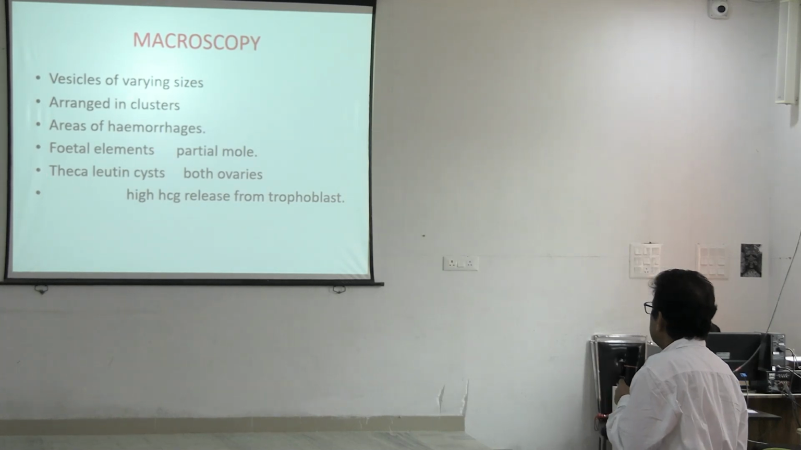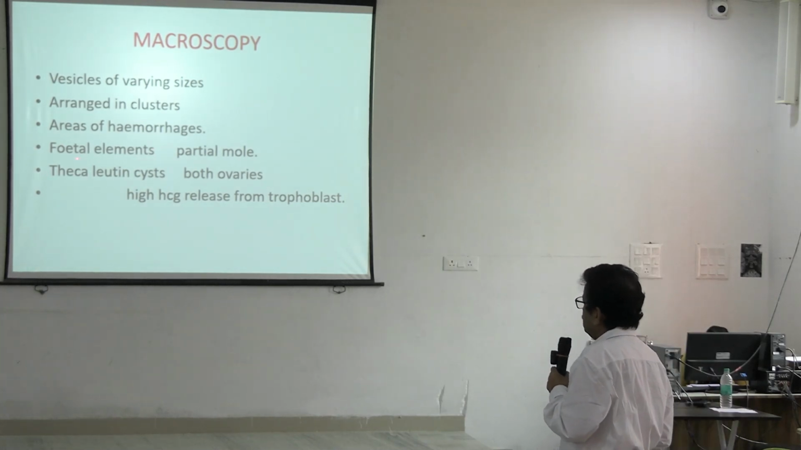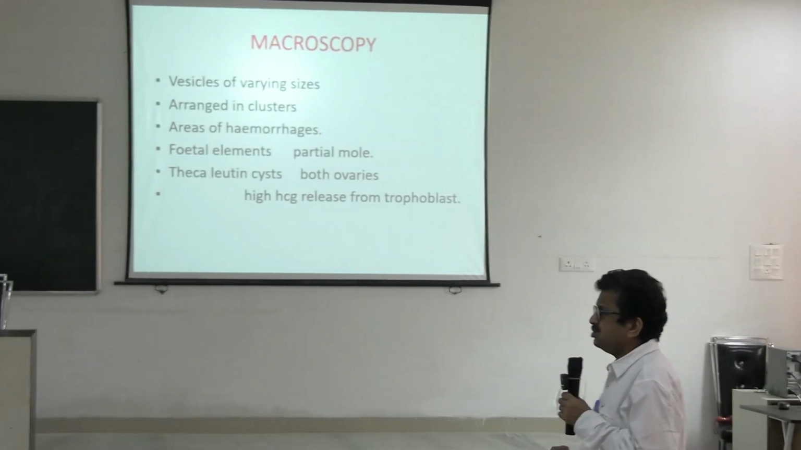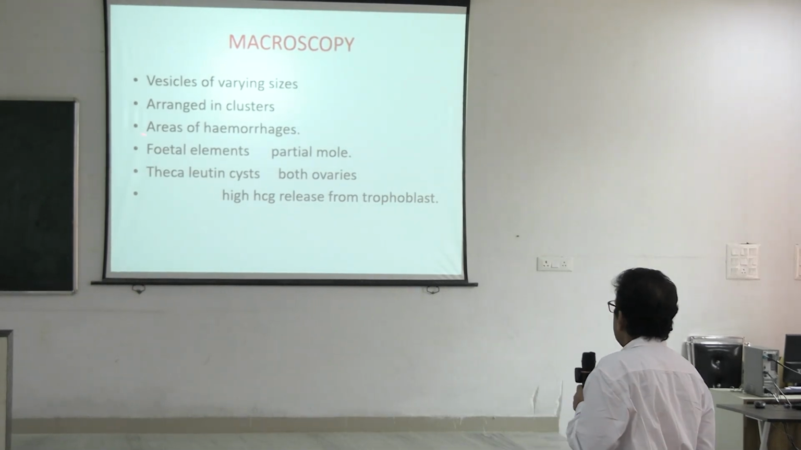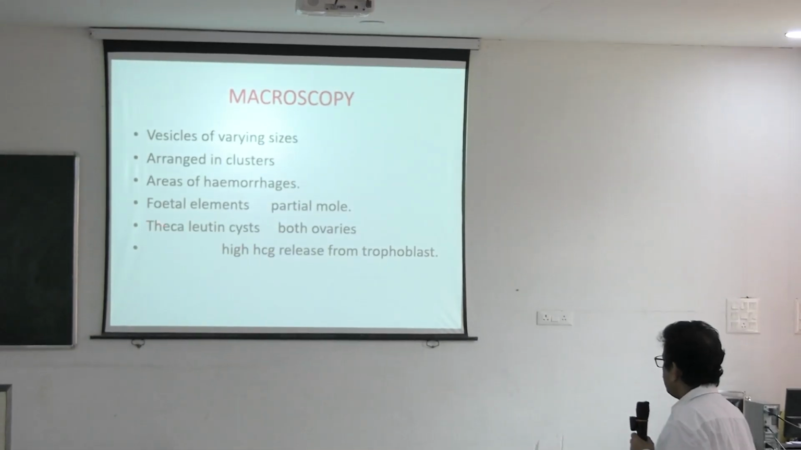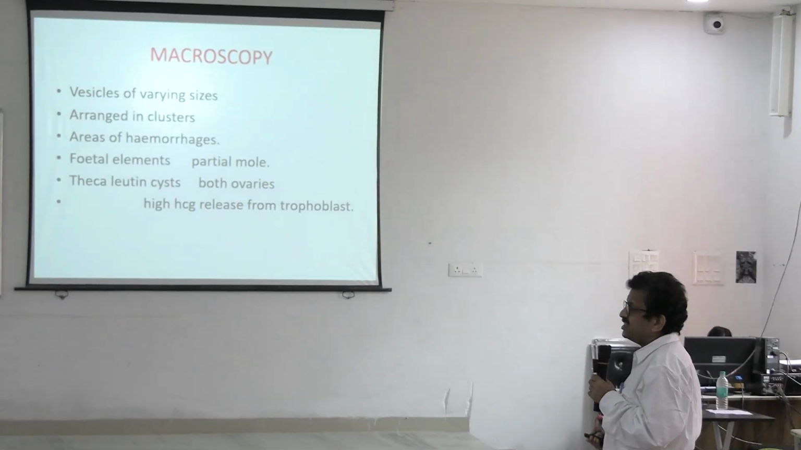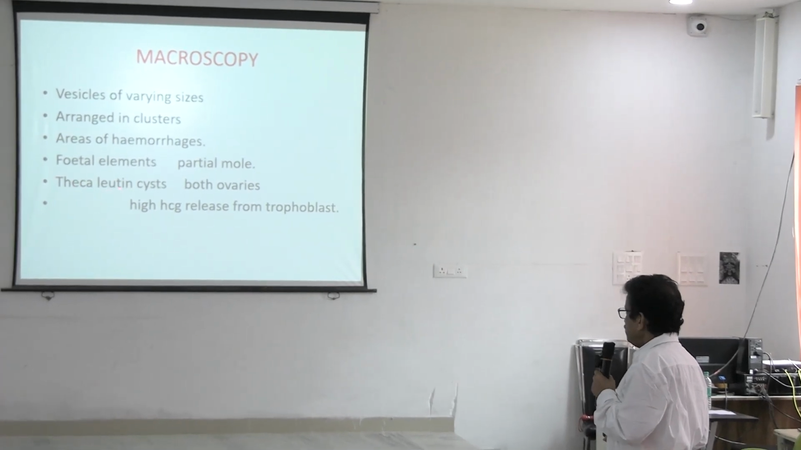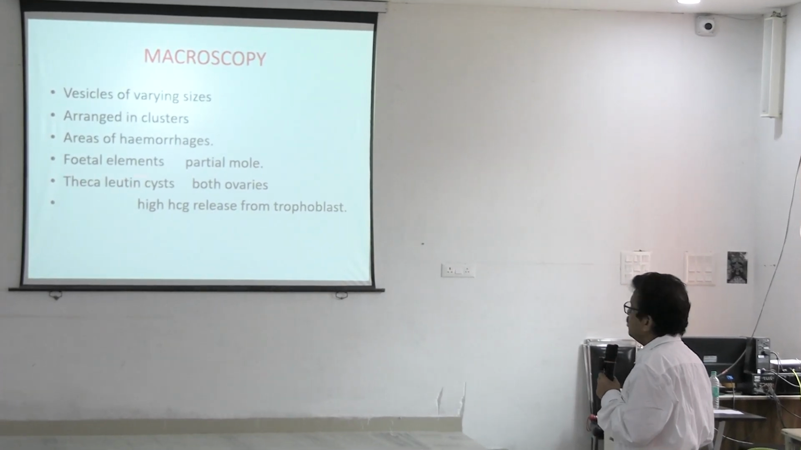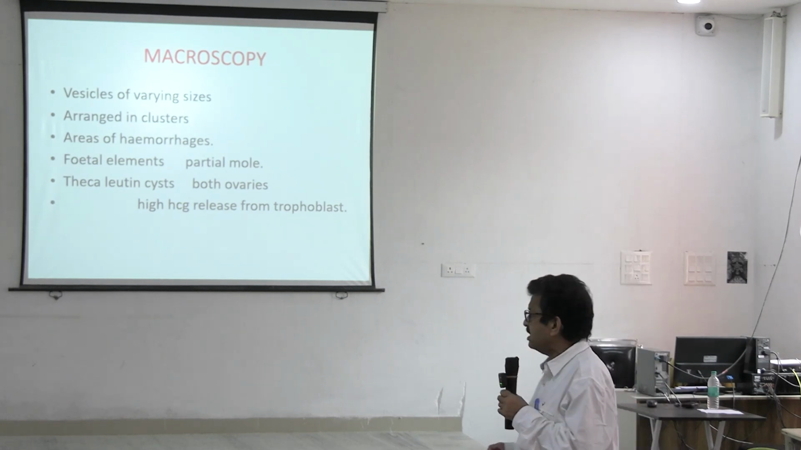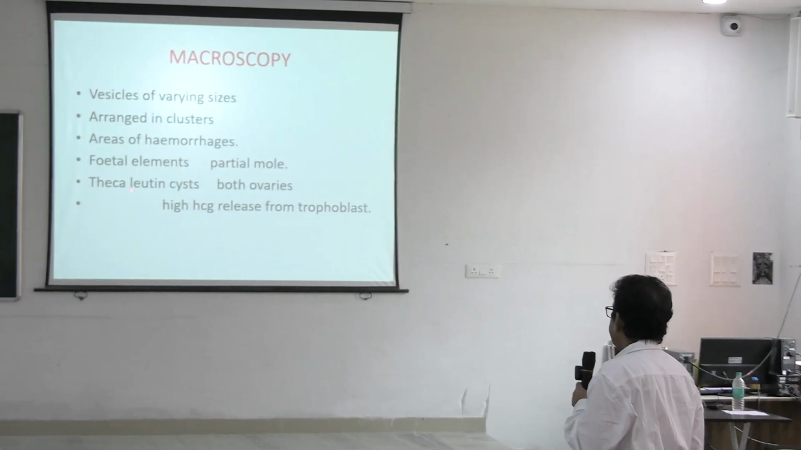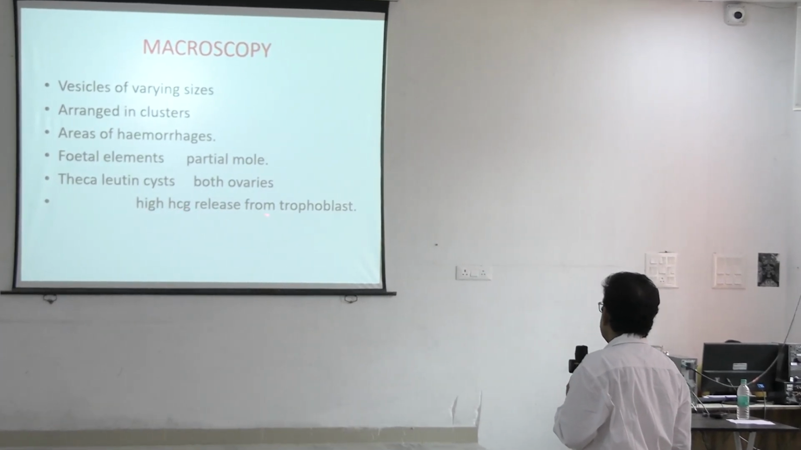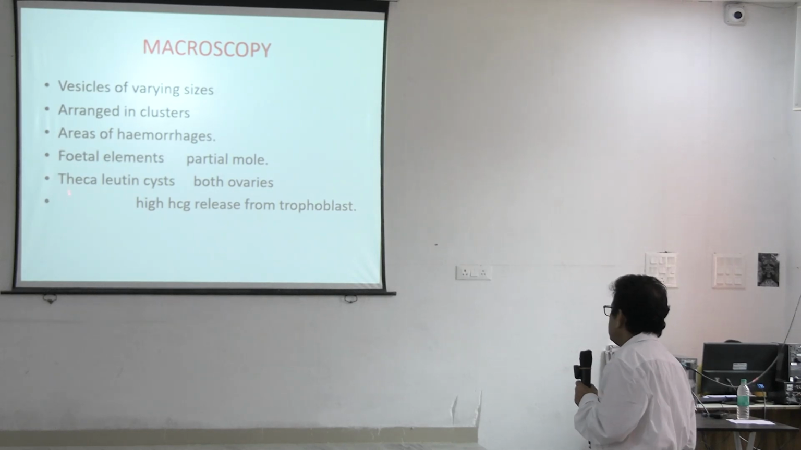And along with that, because this is excessive proliferation of trophoblasts, both syncytial and cyto, we know that syncytial trophoblast produces human chorionic gonadotrophin. Because of the high human chorionic gonadotrophin, whose structure is like LH, it stimulates the ovary to form lutein cysts. That will be called theca lutein cysts in both the ovaries. So high hCG release from trophoblast is the cause of lutein cysts.